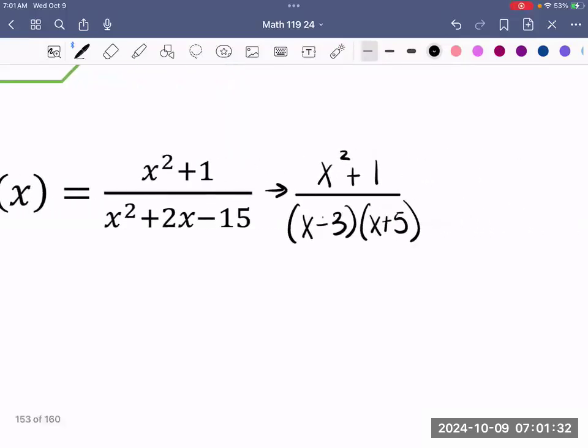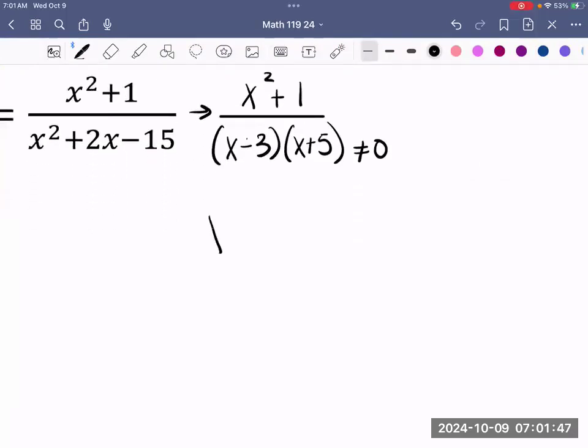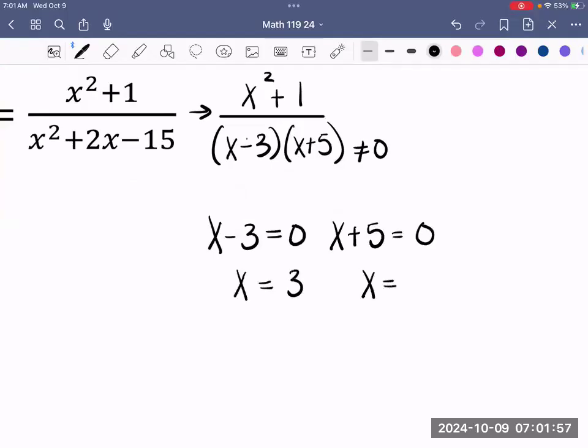So since nothing is going to cancel, which we'll talk about here in a moment, what we do when we cancel, right? But we have values to avoid. Again, we don't want your denominator to be at your factor. So we can set x minus 3 equal to 0 and x plus 5 equal to 0. So x is equal to 3 and x is equal to -5. These are your vertical asymptotes.